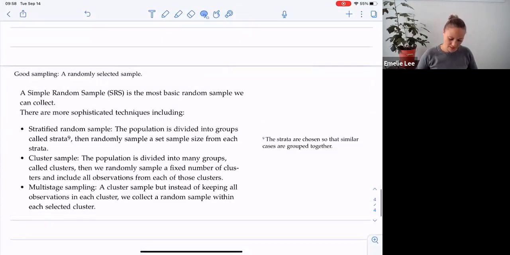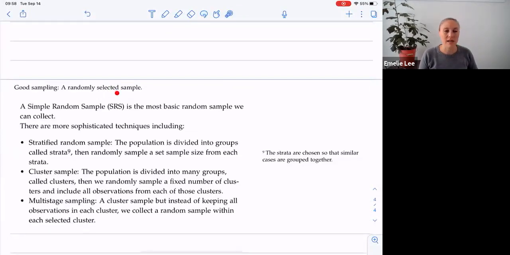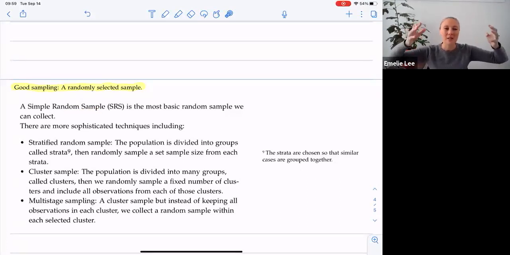Good sampling is a randomly selected sample. How do we collect a random sample? There are lots of ways, and you can get creative with it, right? The easiest way to collect a truly random sample is a simple random sample, which is exactly what you think it is. You have your entire population, ideally, right? And then you randomly select a sample of some size from that population. That's easier said than done, right?